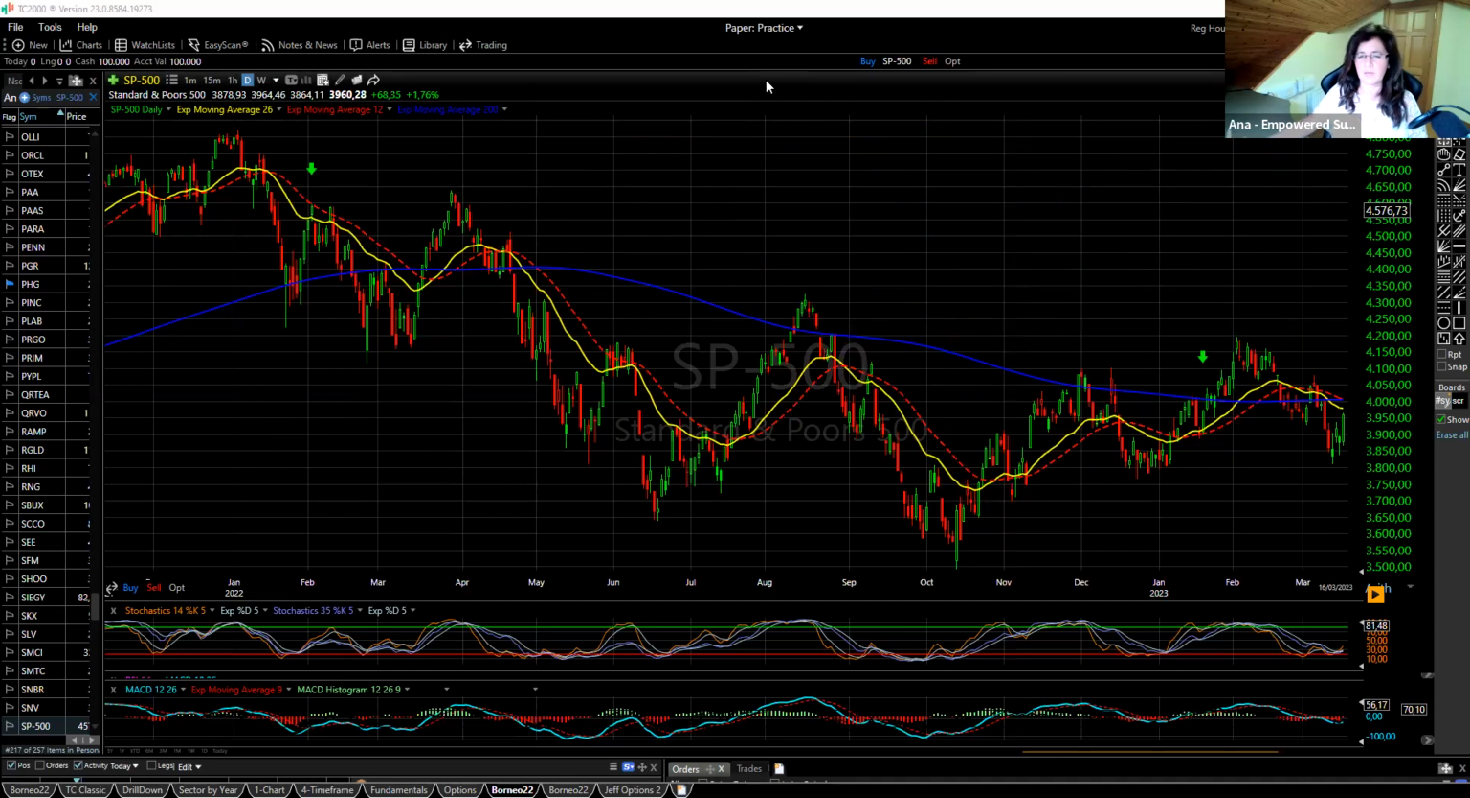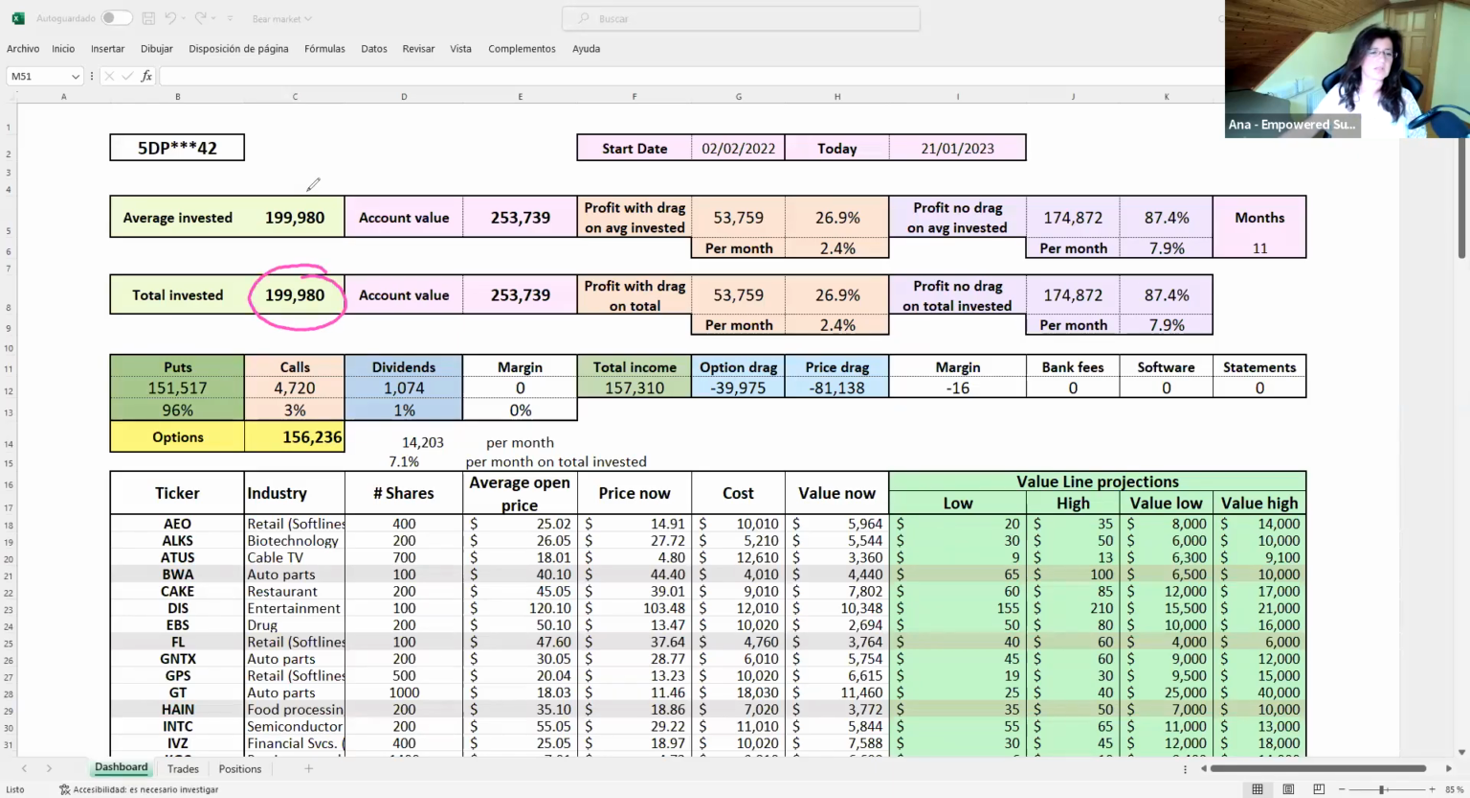Let's go to the dashboard. We can notice that the total invested was exactly the same as the average invested, meaning that these clients put all the money in February when we started trading, and that was it. They didn't add money during this time frame. Afterwards they've added money, but that's irrelevant for the case now. The account value was 254,000, which means an increase of 27%.